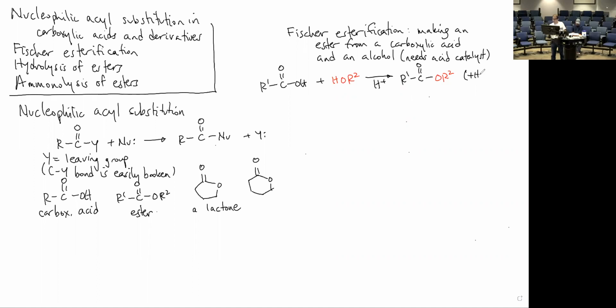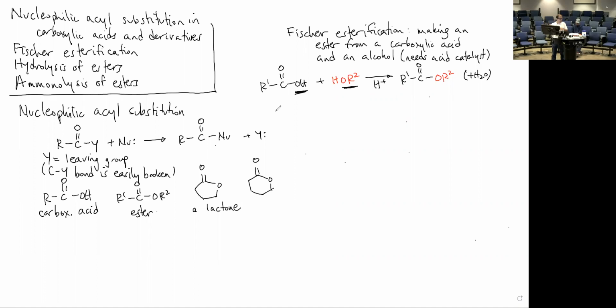And you will also get out of this a molecule of water, which is just an inorganic side product. And so you can see what happens is effectively the alkoxy group in the alcohol and the OH group on the carboxylic acid switch places. So this is an example of a nucleophilic acyl substitution.